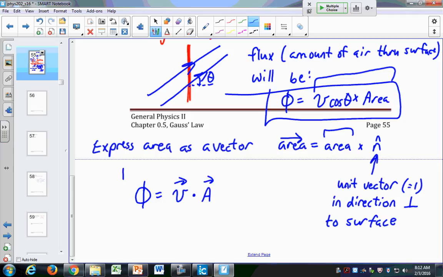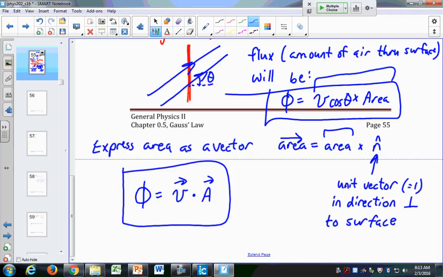So this is even the more general term for our flux. It is equal to the first vector, which is our field. Right now we're calling it V, but when we get later into electric fields, we'll call it E, dotted with the area. But it's not just the area, it's the area vector, which is the magnitude of the area times the unit vector, which is perpendicular to the surface. So that way, we're only looking for the component of the field vector that is perpendicular to that area vector.